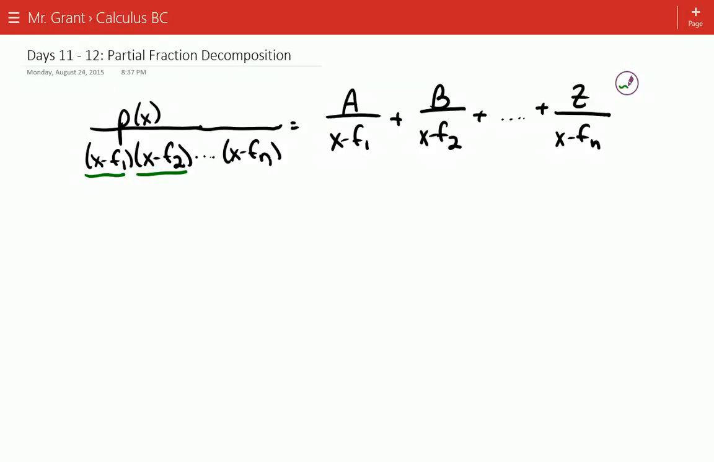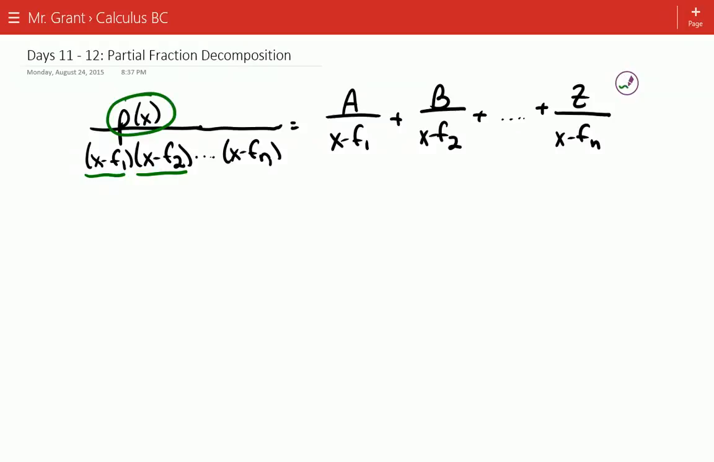Also, you'll notice that none of the factors repeat, because sometimes if you get, for example, a fraction like 2 over x minus 3 squared, the decomposition's a little bit trickier. So we are just dealing with the most basic of fractions, and what we're going to do is essentially rewrite a large complicated fraction into something that's a little bit easier to deal with so we can actually take the integral.